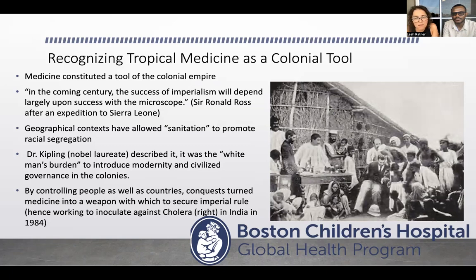Their geographical context allowed for sanitation to promote lots of different types of segregation, as we still hear today when we think about the London School of Tropical Medicine and Hygiene. A Nobel laureate of the same era as Sir Ronald Ross, Dr. Kipling, described it as the white man's burden to introduce modernity and civilized governance in the colonies. By controlling people as well as countries, these conquests turned medicine into a weapon with which to secure imperial rule. And this picture here is simply that, with cholera in India in 1984. So just to recognize the history of tropical medicine, to try to help think about it from a decolonized lens.